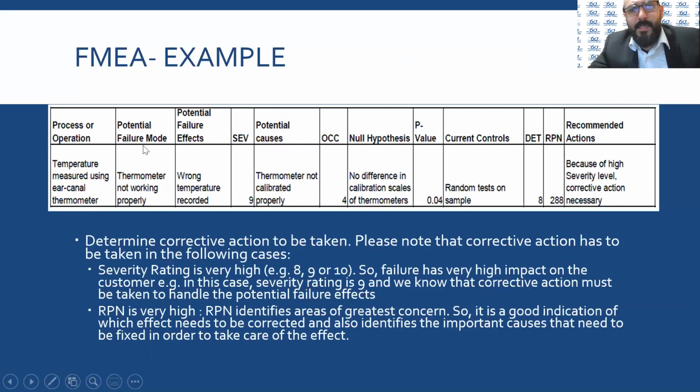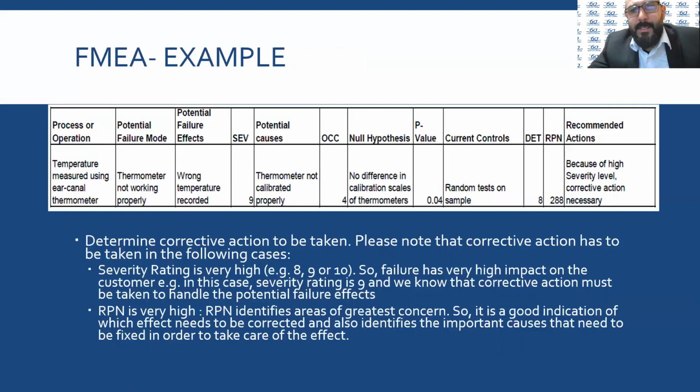Okay, the first thing that we need to do is use the template. The first thing in the template is the potential failure mode. What is the potential failure mode? The potential failure would be that the thermometer will not work properly. The second thing is the potential failure effect. If it did not work, what would happen? What is the effect of that? A wrong temperature recorded. If the thermometer did not work well, then the wrong temperature will be recorded.